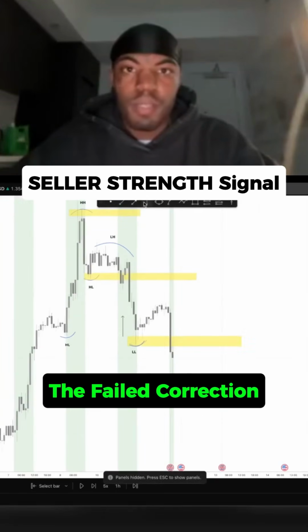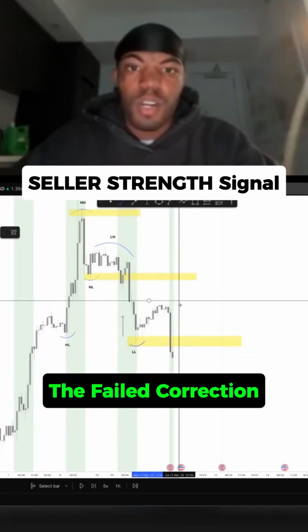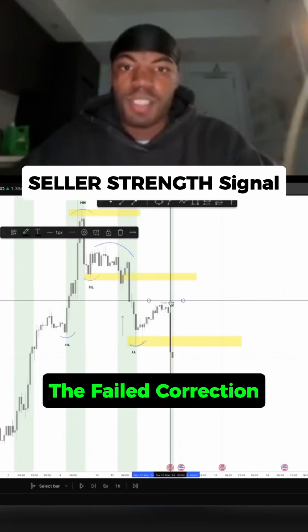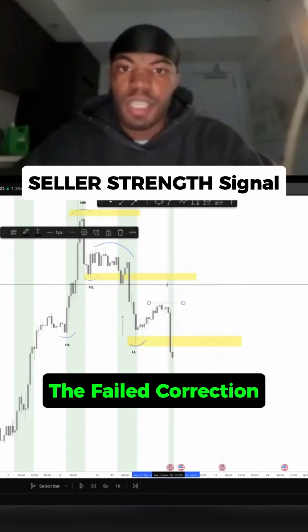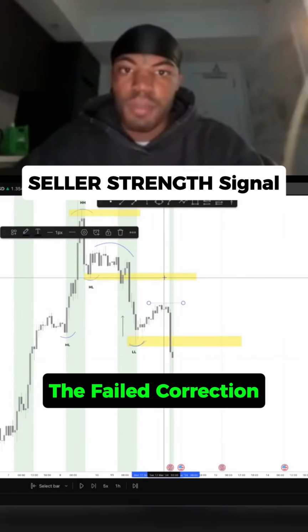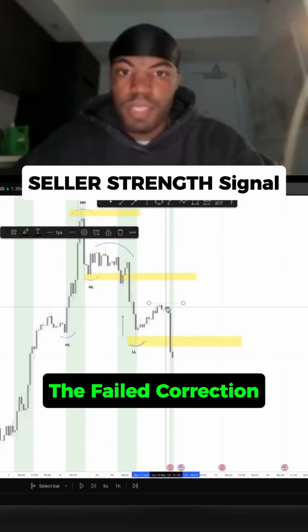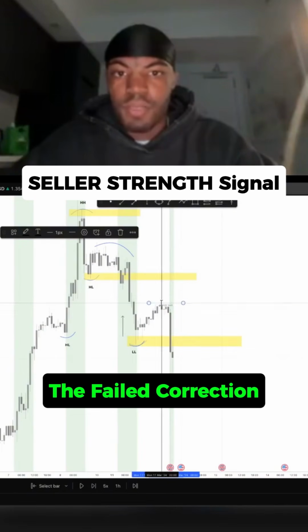But this is okay because this lets you know that the sellers are getting stronger. They're not letting price have the chance to even push any higher than the previous level that it broke before. So in this case, price ends up making a level of resistance.